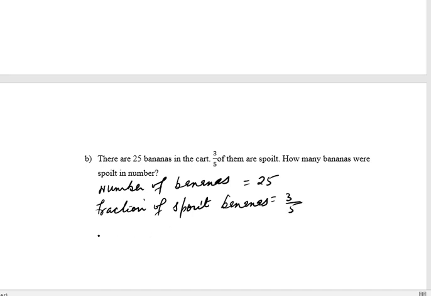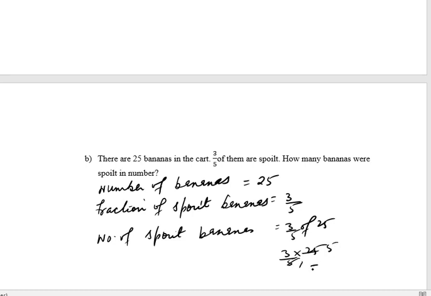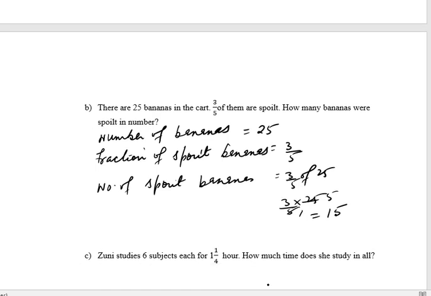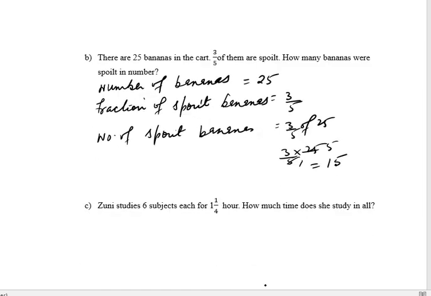Number of spoilt bananas, how will you do it, beta? Number of spoilt bananas is 3 by 5 of 25 altogether. Of means multiplication. 3 by 5 into 25. So 5 ones are 5, 5 fives are 25. So it will be 3 fives are 15. Or you can simply go with 75 by 5, choice is yours.